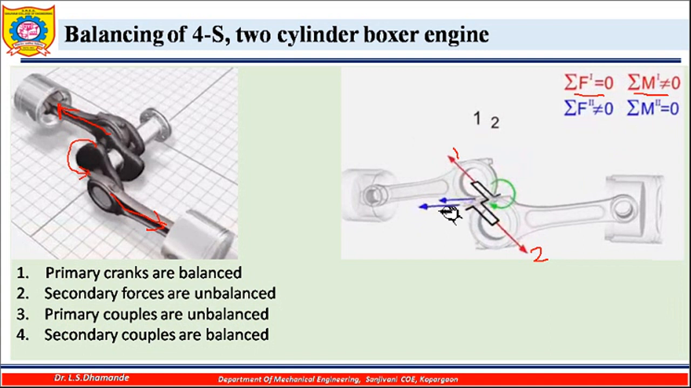Now if you talk about the secondary forces, these are the secondary force directions. They are in the same direction, and therefore the sum of these forces will be there, so that will be unbalanced. Secondary unbalanced forces will be there, but the couple due to that will get balanced. So this is what we will observe in the case of a 4-stroke two-cylinder boxer engine.